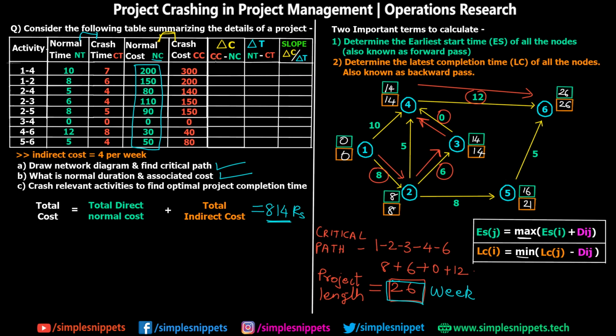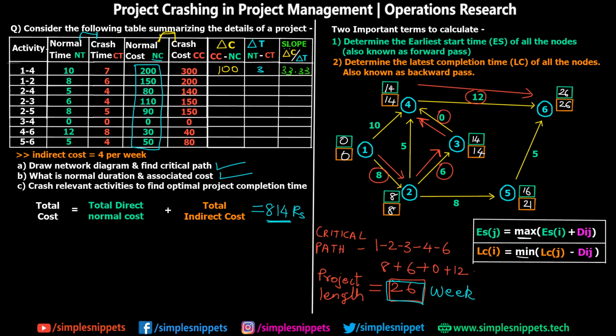For the first activity, crash cost is 300 and normal cost is 200, so the difference is going to be 100. For time, it is going to be normal time, which is 10, minus crash time, which is 7, so it's going to be 3 weeks. And one last thing is the slope, which is given by delta C divided by delta T. So 100 divided by 3 is 33.33.